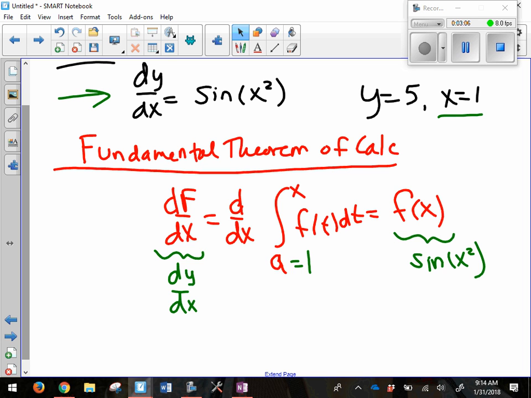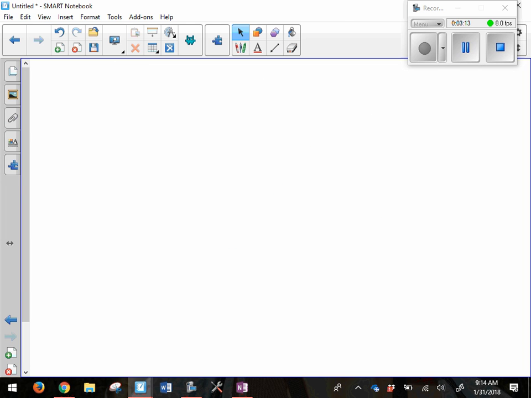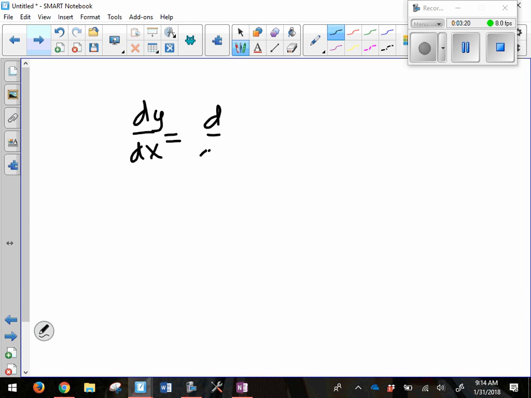All right, we got it? We good? Everybody write down what they need to write down? Okay, so that means that what we're really solving here is dy/dx is going to be d/dx of the integral from 1 to x of, remember I turned my x's to t's, sine t squared dt. And basically, I want to solve for y. That's what I'm looking for.